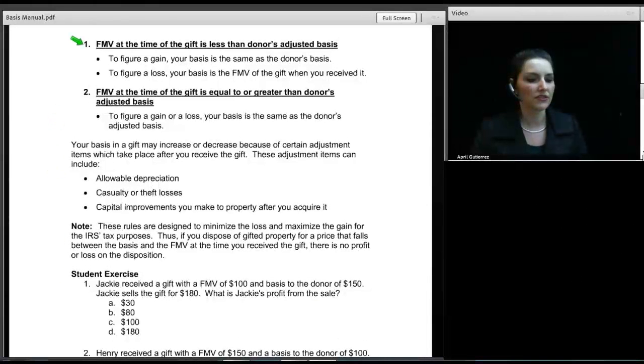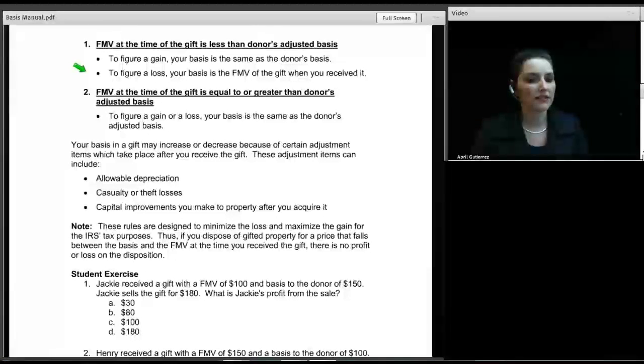The first one has to do with when the fair market value at the time of the gift is less than the donor's adjusted basis. In other words, the donor bought something and it dropped in value by the time they gave it to you. So their cost is higher than its value when they give it to you. What happens then? Well, to figure a gain, your basis is the same as the donor's basis.